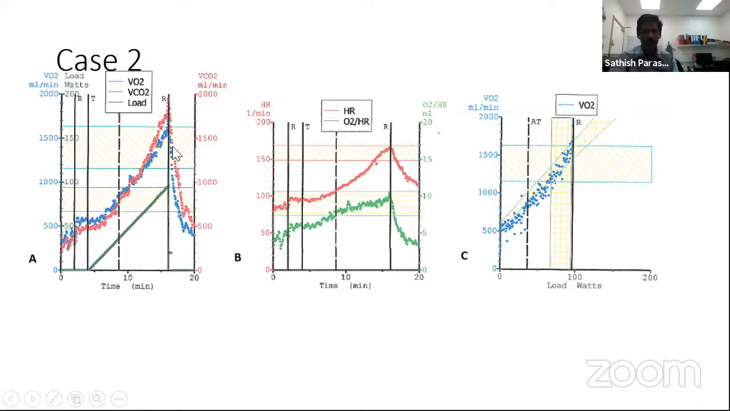There's no plateauing, there's no flattening, there's no reduction in oxygen pulse. I'm quite happy with this lady. I don't think she needs any further investigation. But she did undergo CT coronary angiogram, which was normal.